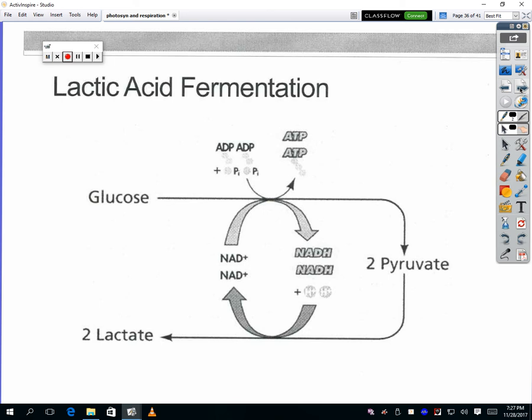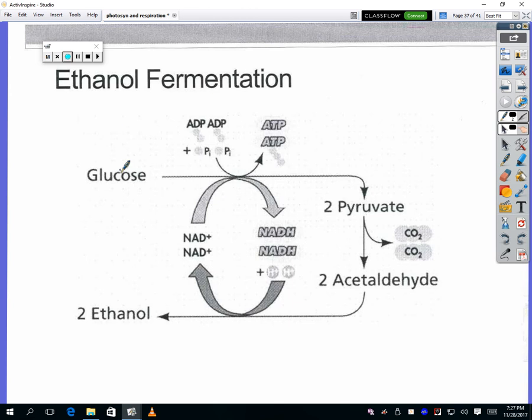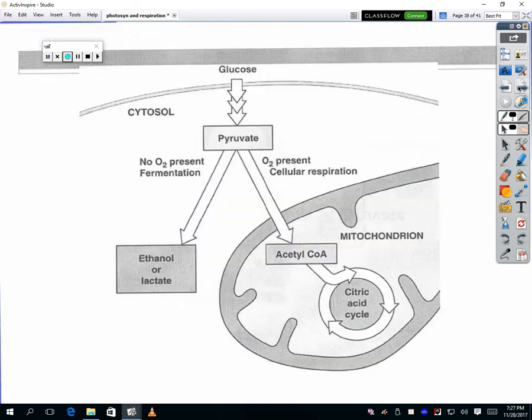So, again, when you do this in lactic acid fermentation, glucose is split into pyruvates, you get your 2 ATPs, and you get lactate and CO2. For alcoholic fermentation, pretty much the same process. Glucose is split into 2 pyruvates, you get 2 ATPs. Those pyruvates are eventually turned into ethanol, which again is a type of alcohol.